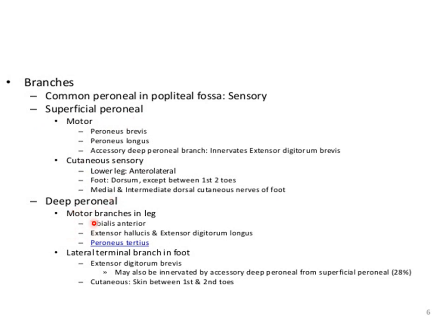Deep peroneal nerve gives off motor branches in the leg to the tibialis anterior, extensor hallucis longus, extensor digitorum longus, peroneus tertius. The lateral terminal branch in the foot supplies the extensor digitorum brevis, which may also be innervated by accessory deep peroneal and superficial peroneal in 28% of subjects. Cutaneous, skin between the first and second toes. So these are the branches from the deep peroneal nerve and superficial peroneal nerve.